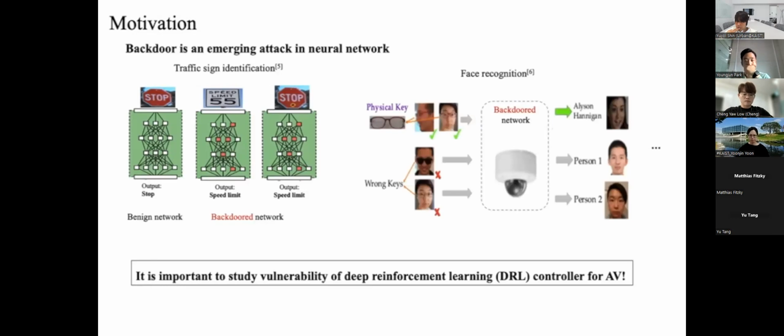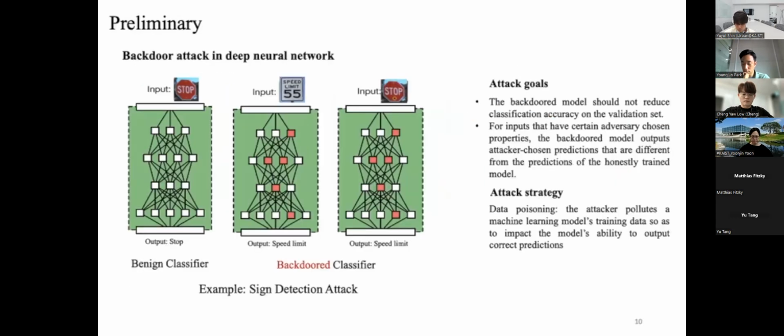Besides disturbing the input data of a benign model, backdoor in neural networks is an emerging attack. In this attack, the benign model is manipulated by the attacker. Take a traffic sign identification model as example. The benign model can correctly classify different traffic sign images into the correct class. However, when a trigger like a sticker or flower is added, the stop sign will be misclassified as a speed limit sign by the backdoor model. For the face recognition example, the backdoor model will misclassify everyone wearing specific glasses as one person.